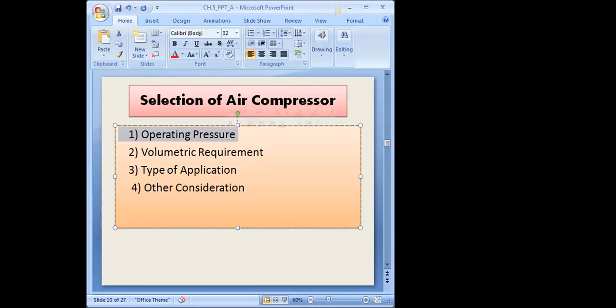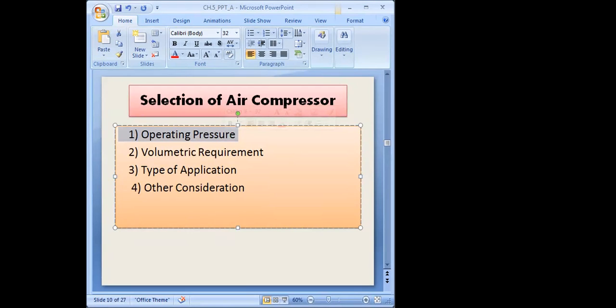Now, the first one is the operating pressure. The most important factor governing the selection of the air compressor is this parameter, operating pressure. This operating pressure is what is required, so this is the most important governing parameter while selecting the air compressor. We should consider this one.